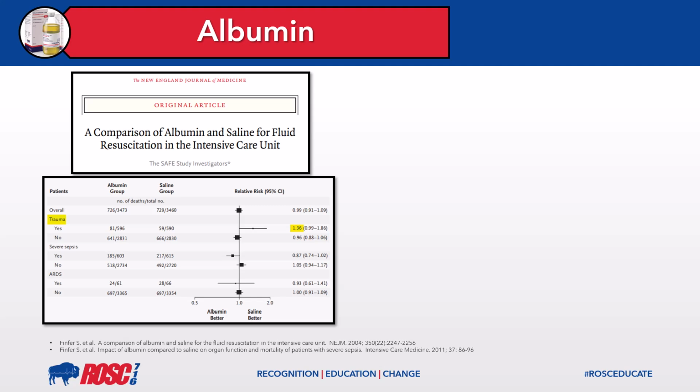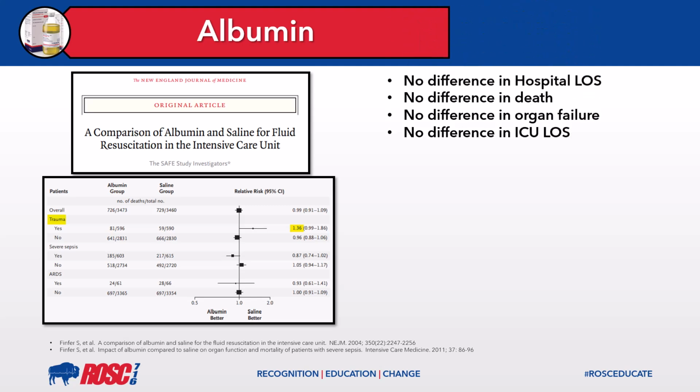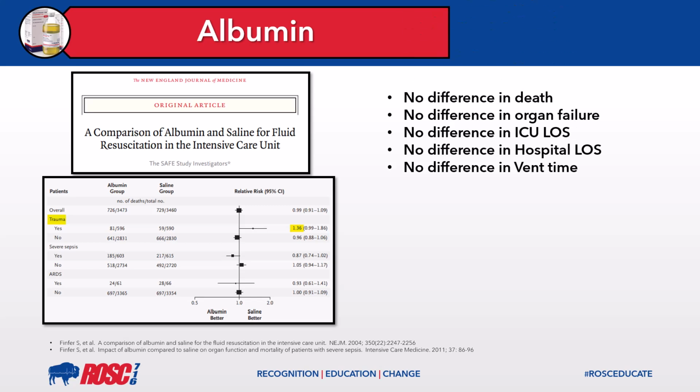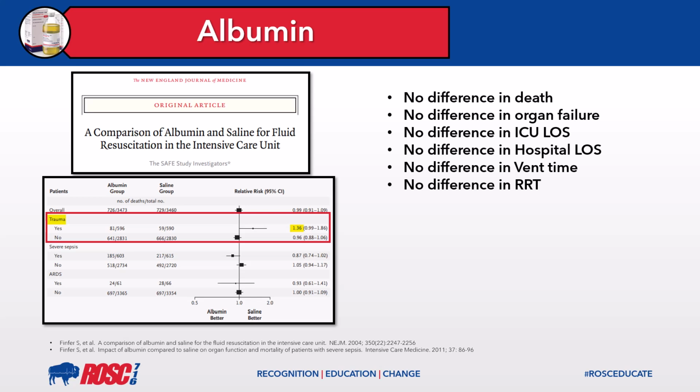Due to the conflicting outcomes of meta-analyses in 1998 and 2001, the well-designed SAFE study was published. Briefly, the paper compared the use of 4% albumin versus saline in the ICU, and the primary outcome was the all-cause mortality at 28 days. As you can see, there was no difference in death, rate of organ failure, ICU length of stay, hospital length of stay, vent time, or rates of need for renal replacement therapy. However, in a predefined subgroup, trauma patients, there was actually an increase in the relative risk of mortality.